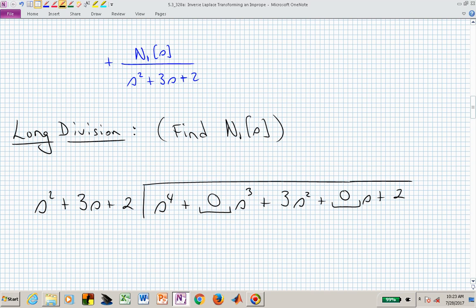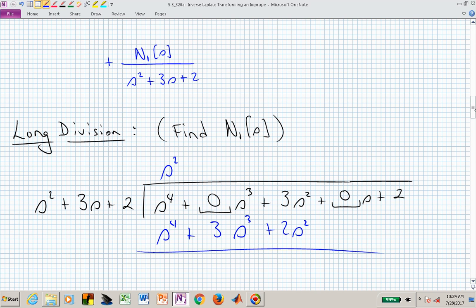Now what we want to do is do the long division just to illustrate what we're trying to ask you to do. In this case, we need to say, what do we multiply by s squared to obtain s to the fourth? That's not too hard. We need an s squared. So now we take s squared times the denominator and have s to the fourth plus 3s cubed plus 2s squared.